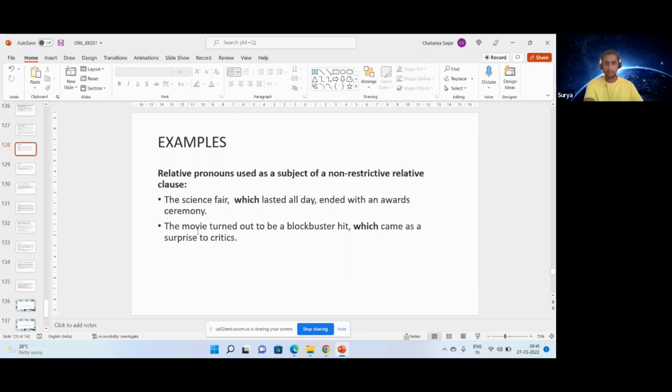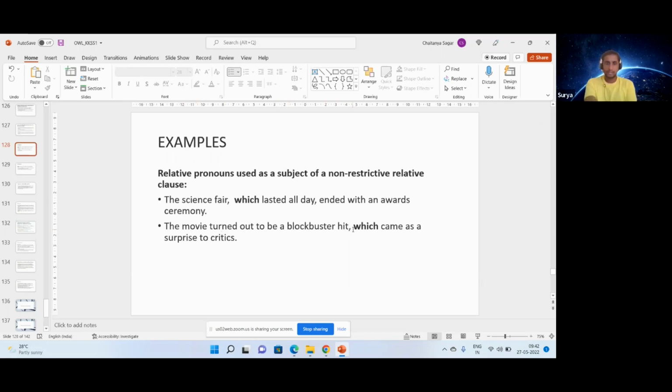In the second example, the movie turned out to be a blockbuster hit, which came as a surprise to the critics. So basically, what the writer wanted to communicate is that the movie turned out to be a blockbuster hit. Which came as a surprise to critics is extra information, because even if you omit it, what the communication is about still remains the same. The essential information is being communicated.